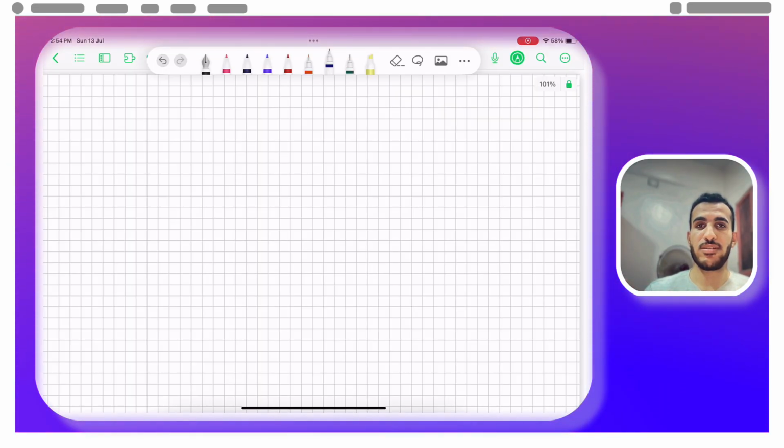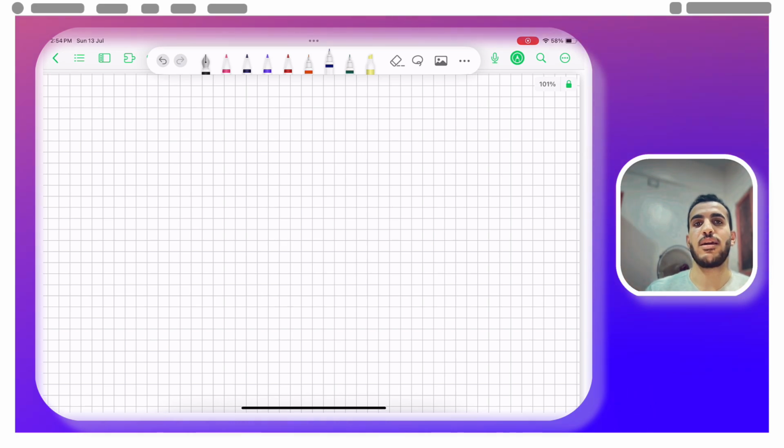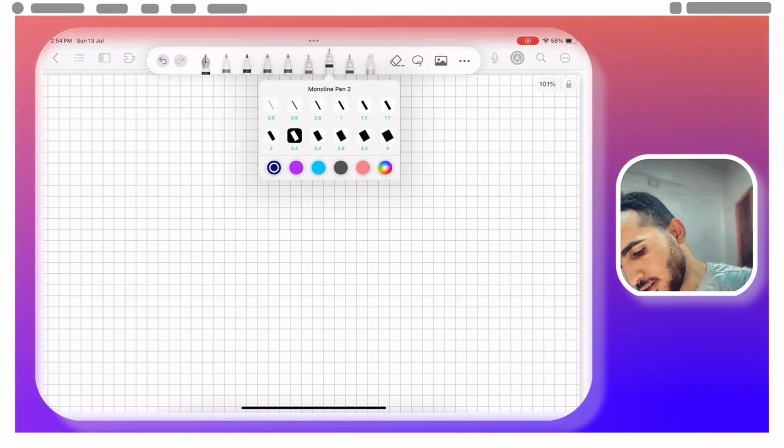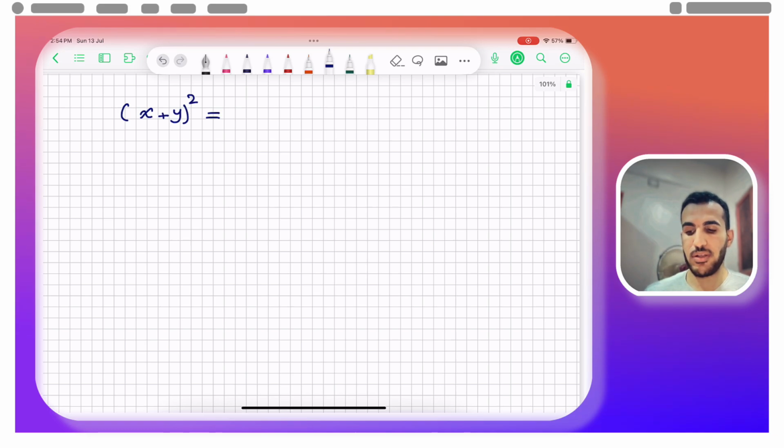Now, how do we expand binomials? The most common way that we're going to use during this lesson is the FOIL method, which means the first, inner, outer, and the last term. Let's take x plus y raised to the second power as an example, and we need to expand this binomial.